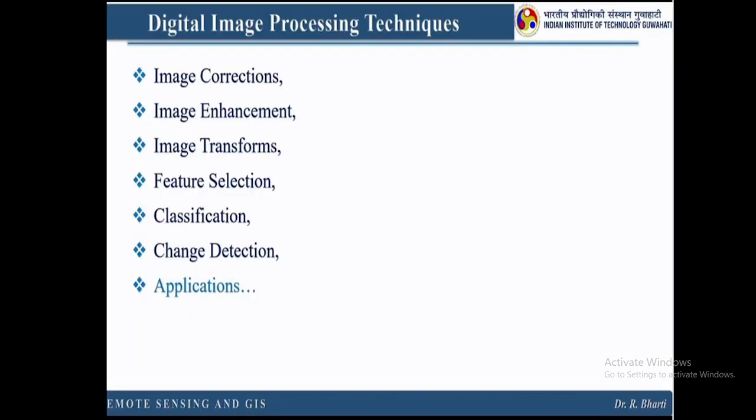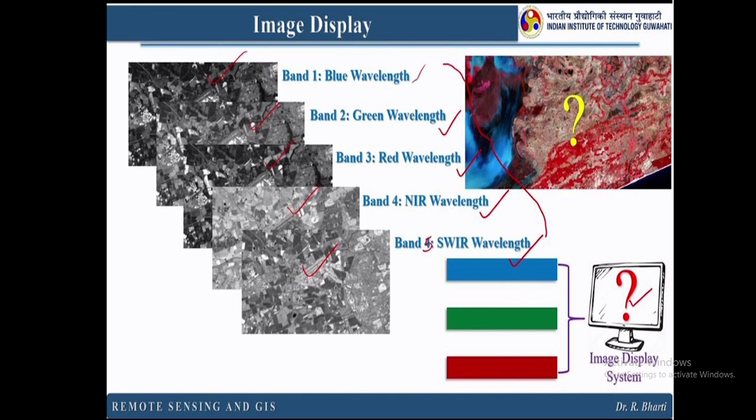Then we move forward to the digital image processing technique. There are so many objectives and so many tables of content. At first we discuss the image correction, then the image enhancement, the image transformation, the feature selection, and the classification, change detection and application. So there is the image display.